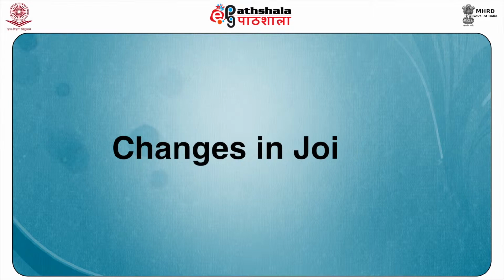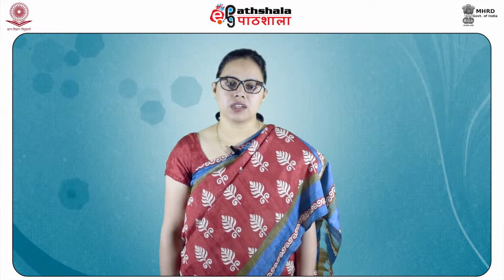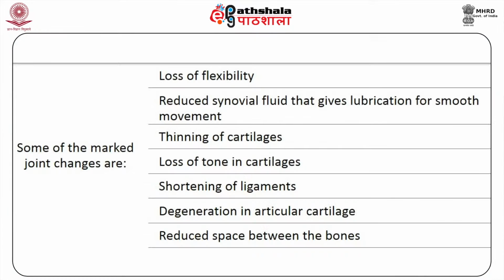Thirdly, let us discuss the changes in joints. Significant age-related changes take place in joints, ligaments, tendons and cartilages, resulting in limitation of movement in the elderly people. Some of the marked joint changes are loss of flexibility, reduced synovial fluid that gives lubrication for smooth movement, thinning of cartilages, loss of tone in cartilages, shortening of ligaments, degeneration in articular cartilage and reduced space between the bones.